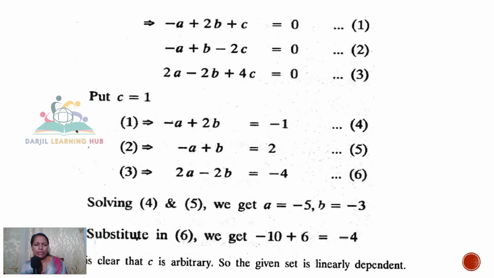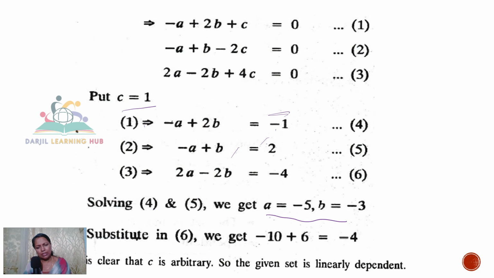Solving, we can move with the particular case when we put C as 1, because we have 3 unknowns A, B, C with 3 equations. Putting C equal to 1, the equations become minus A plus 2B, minus A plus B, and 2A minus 2B. Solving, we will find A and B, and C we have already chosen as 1. Solving, we can get A, B, C.